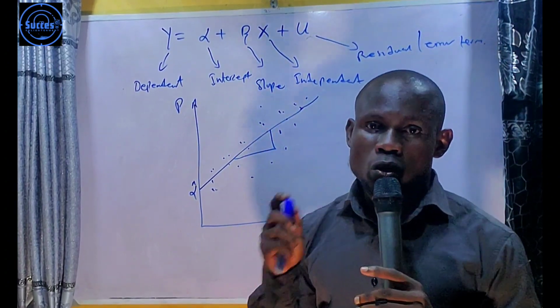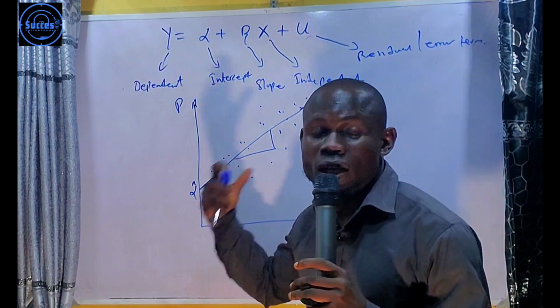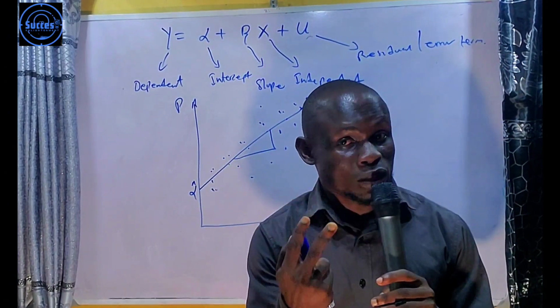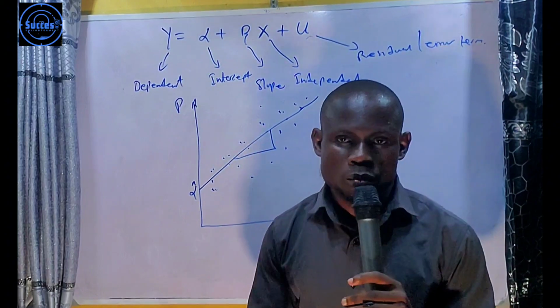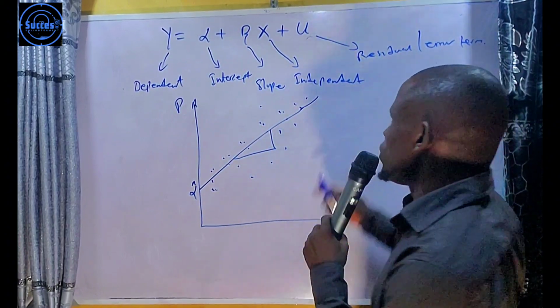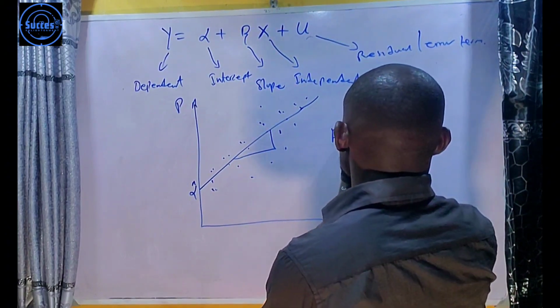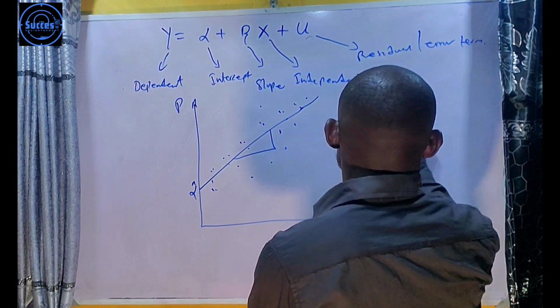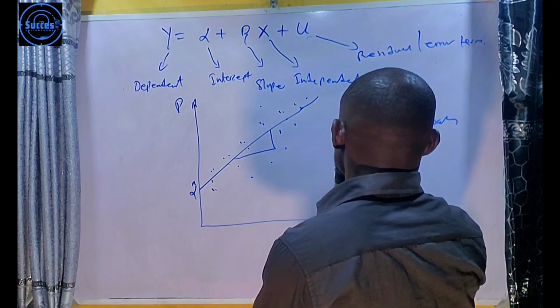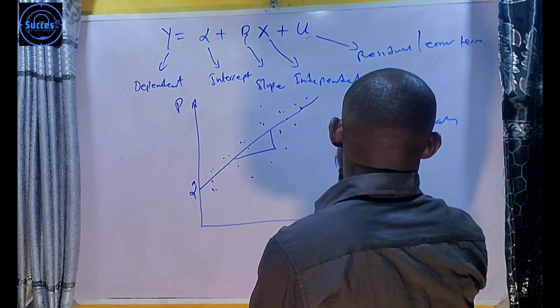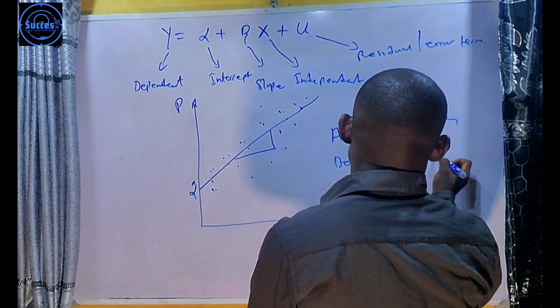We're using ordinary least squares to find our estimate. There are two approaches there. You have the absolute approach, and you have the deviation approach. But in this video, we're dealing with the absolute approach. Alright? We're dealing with the absolute approach.